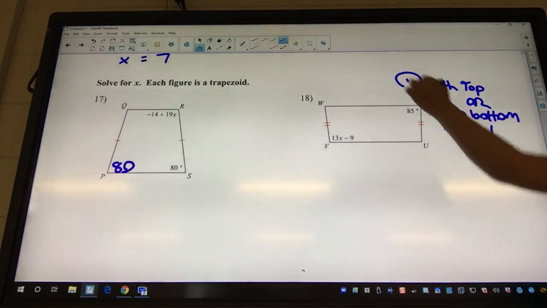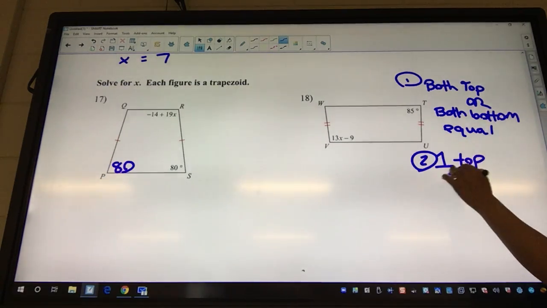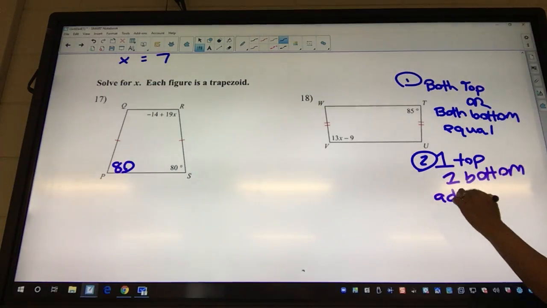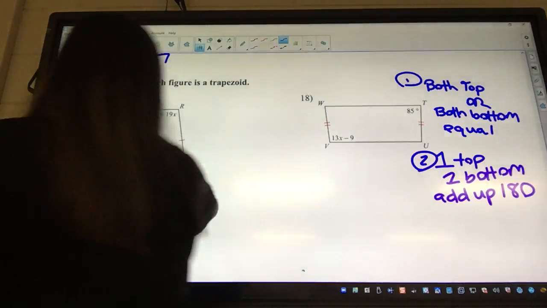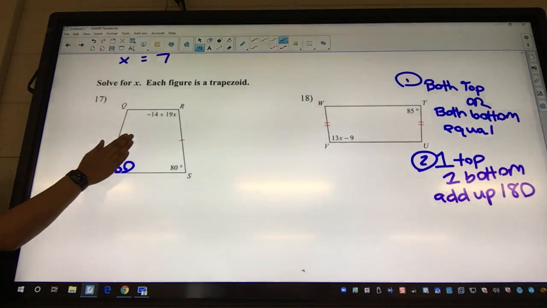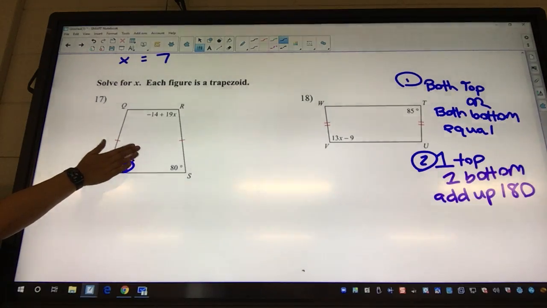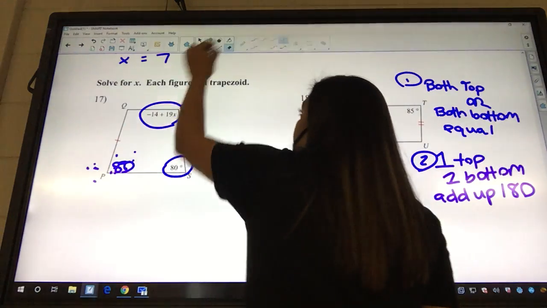If you have one top, one bottom in the picture that we don't know, then they add up to 180. Okay? So that is the rule for trapezoids. So we can look at this and say, if you didn't know that this one was 80, do we have both bottom, both top, or one of each? One of each, which means that they're going to add up to be 180. So you could add this one to this one, and they should equal 180.